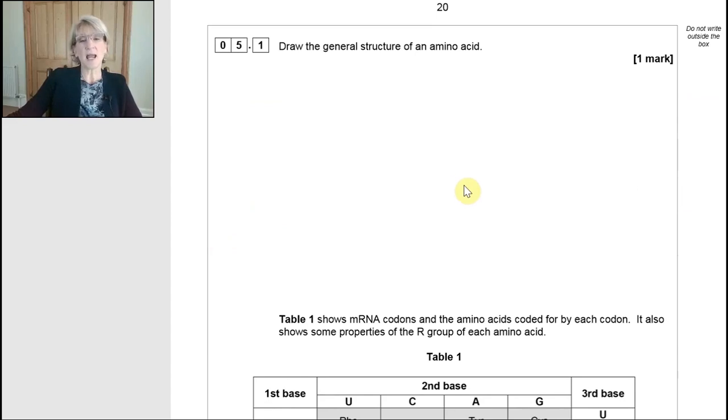Right, I deliberately haven't drawn this because I do know the general structure of an amino acid, but I wanted to show you how I remember how to draw it. So I always draw my central carbon atom with its 4 bonds. And then I remember that this is an amino acid. So it has to have an amine group at one end, and it has to have an acid group at the other. And I know that this is COOH.